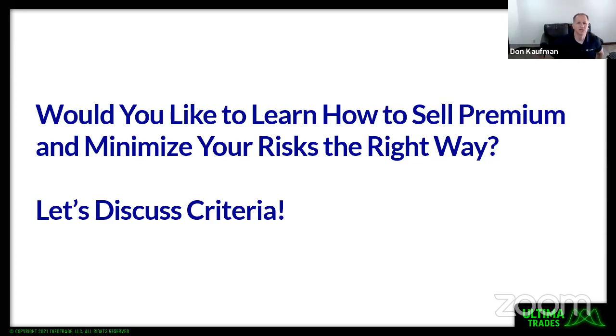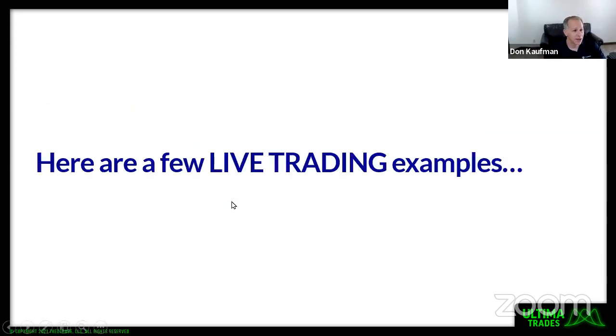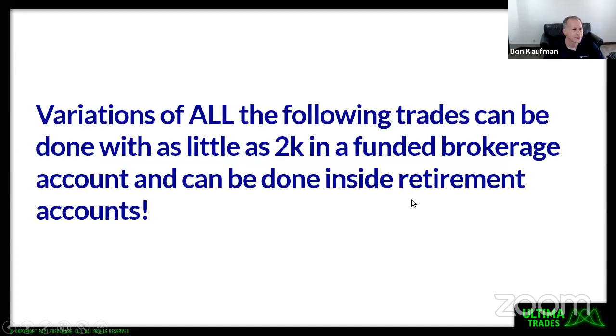That's what criteria is. Criteria is not saying sell Ultimate Trades. Criteria is zeroing in on precisely the right trade. I'm going to run through live trading examples. When I say live trading examples, variations of all of the following trades can be done with as little as $2,000 in a funded brokerage account and can be done inside of retirement accounts. That's the 5th time that I've put that in the PowerPoint because it's always a sticking point. You're like, I can't. You can, and you should, and you will.